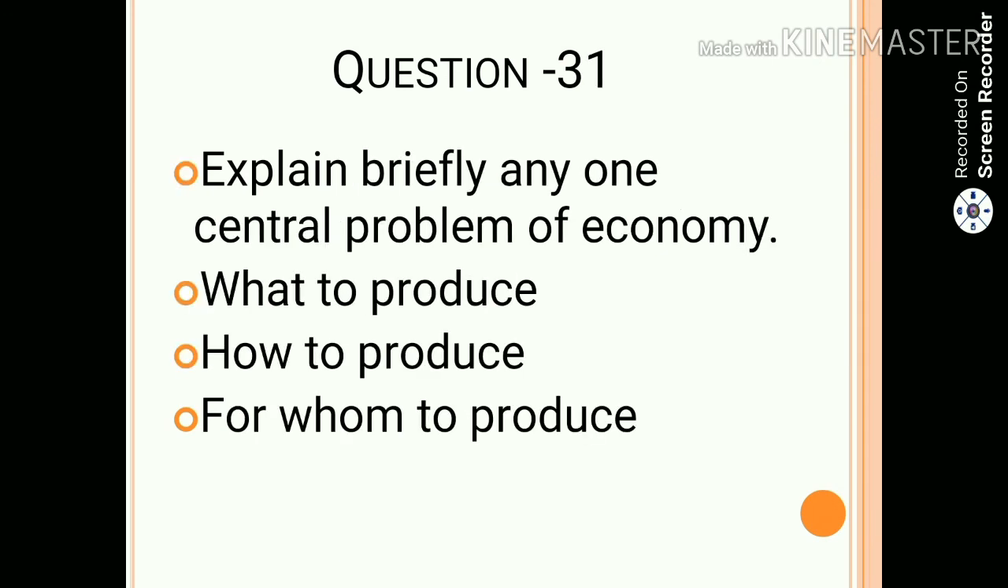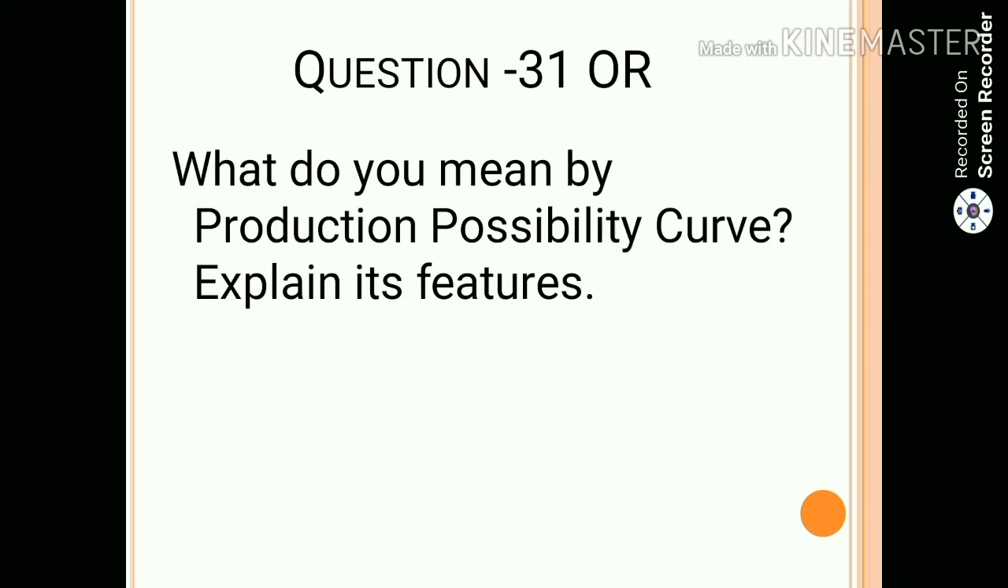Question number 31. Explain briefly any one central problem of economy. There are three central problems of economy, so you can explain only one. That is what to produce, how to produce, and for whom to produce. Question number 31 has internal choice. What do you mean by production possibility curve, and explain its features or characteristics. What are the characteristics of the PPC?